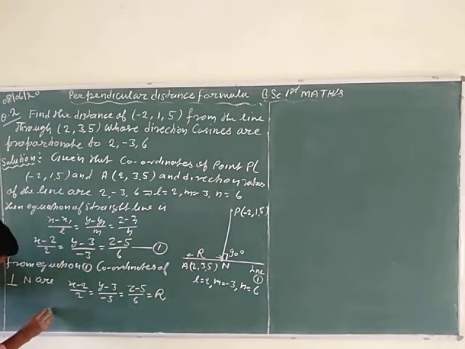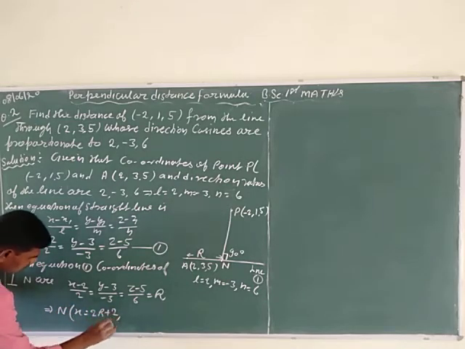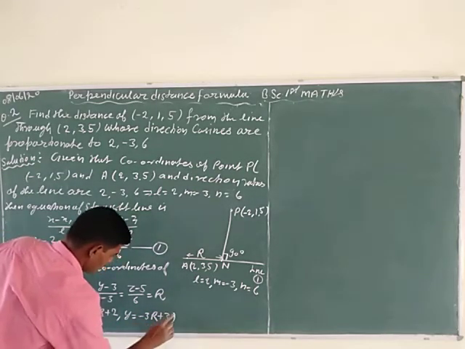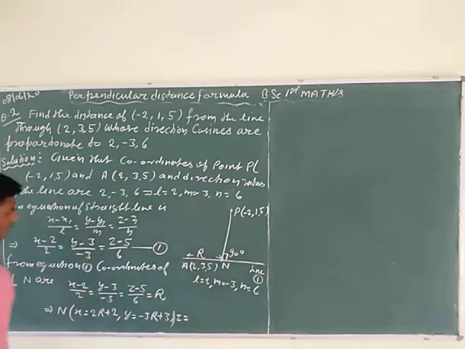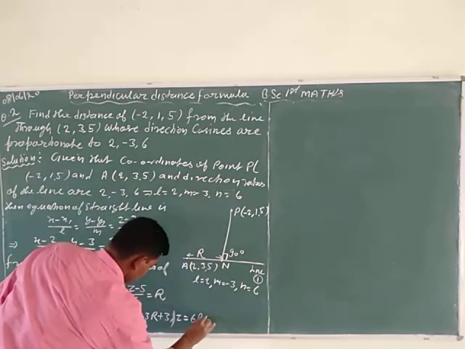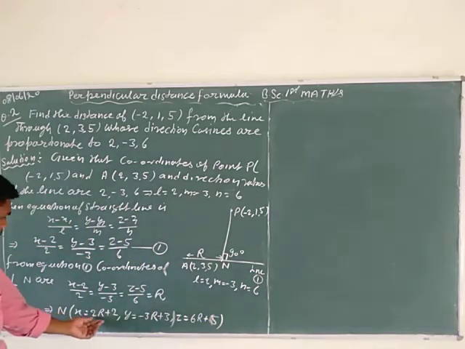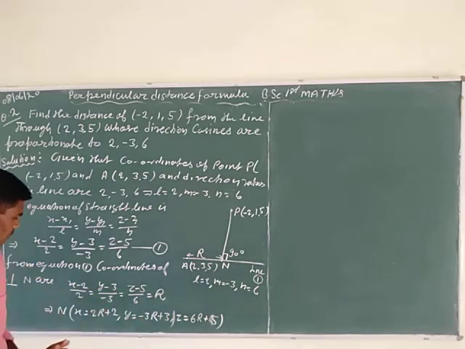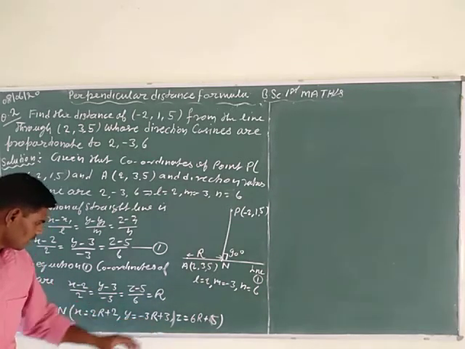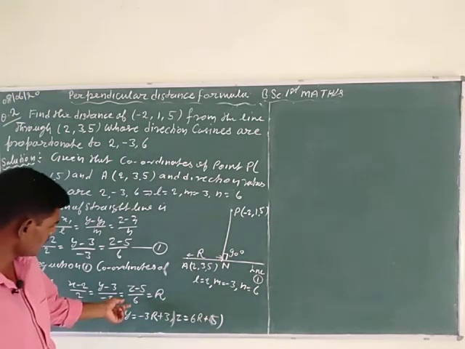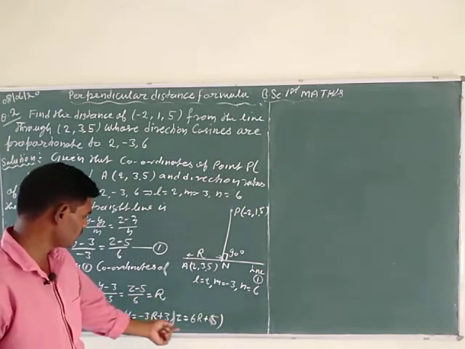So this implies that the coordinates of N are x equal to 2R plus 2, y equal to minus 3R plus 3, and at last z equal to 6R plus 5. These are the coordinates of capital N. X is equal to 2R plus 2 from the first and last ratio, y is equal to minus 3R plus 3 from the second and last ratio, and at last, from the third and fourth ratio, z is equal to 6R plus 5.